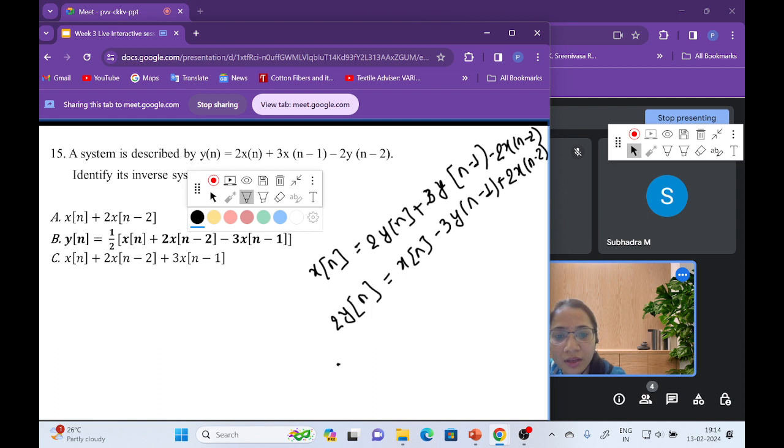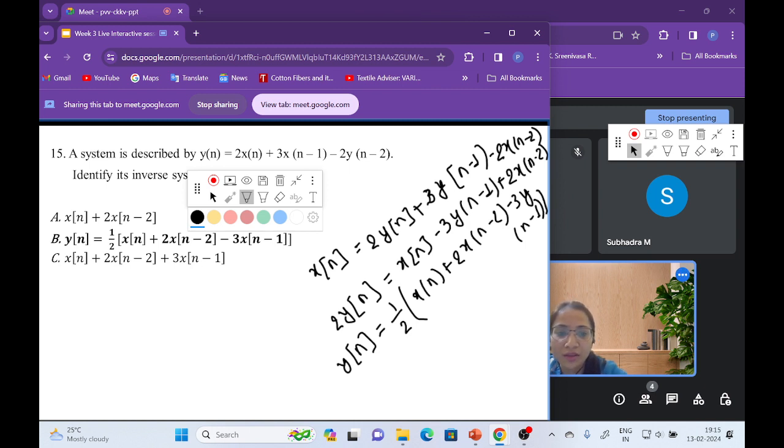Okay, then y of n is equal to 1 by 2 in bracket x of n, just rearrange the terms, plus 2x of n minus 2 minus 3y of n minus 1 and close the bracket. So just match this answer to this one. So the correct answer will be the option B, that is 1 by 2 x of n plus 2x of n minus 2 minus 3x of n minus 1.